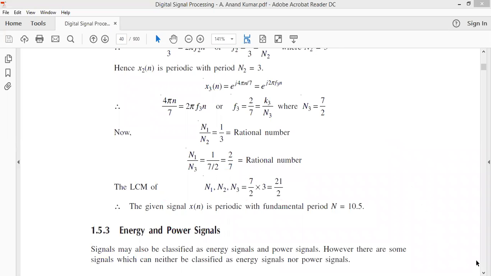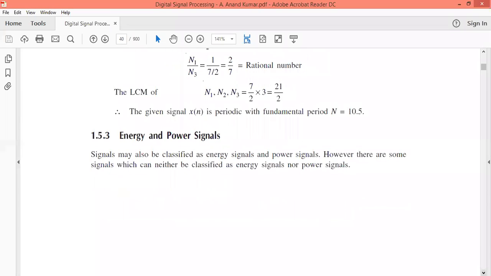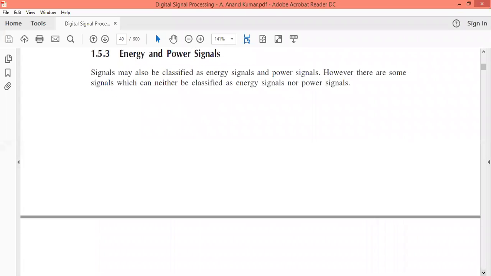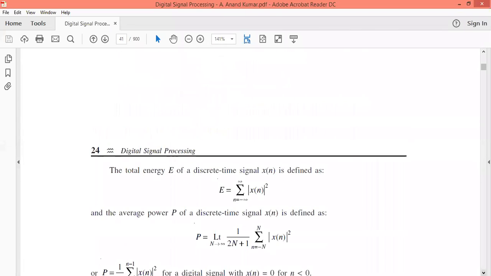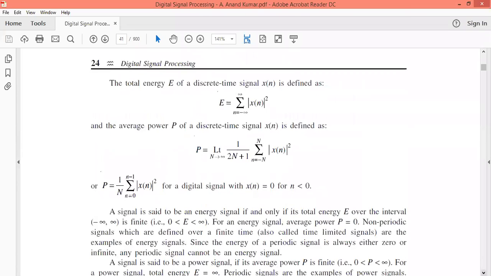Now we find out what energy and power signals are. Signals can be classified as energy signals and power signals, depending on the energy and power of the signal. So we have to find the energy and power of the signals. The total energy of a signal is given by the formula E is equal to summation n equals minus infinity to plus infinity of mod x of n square.